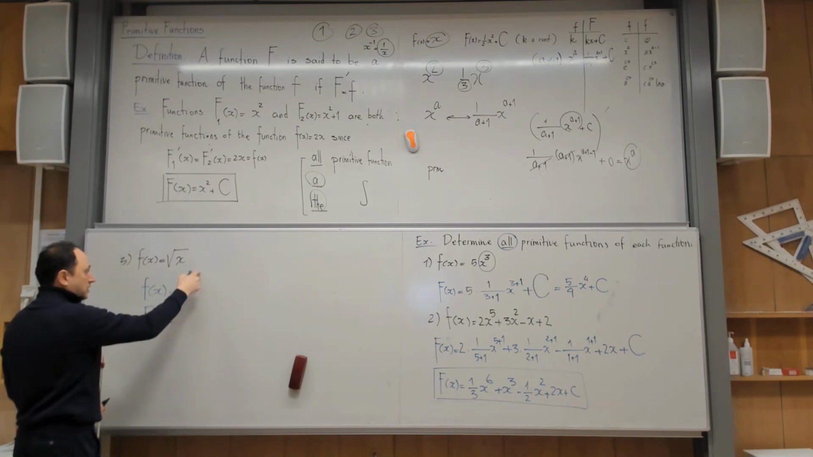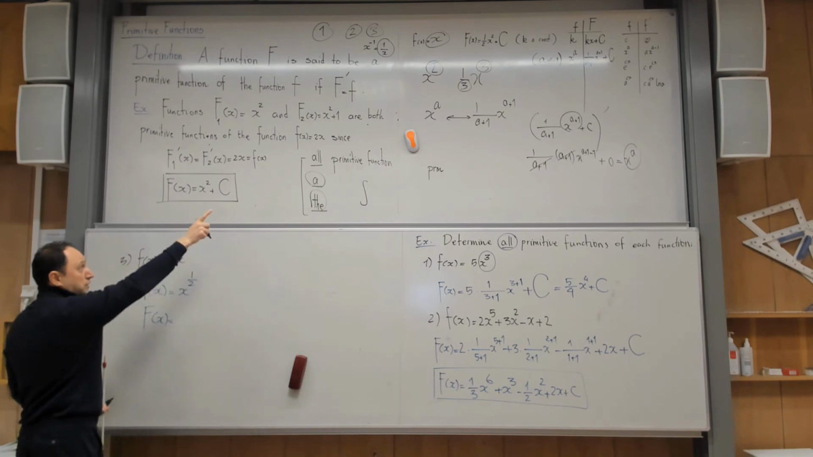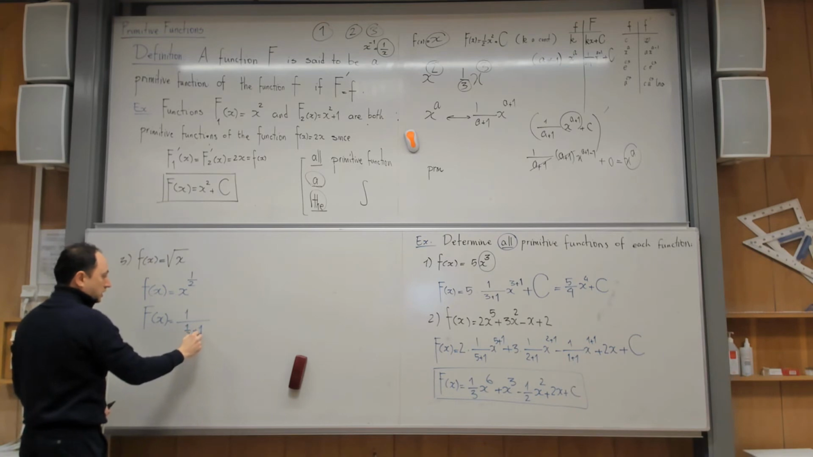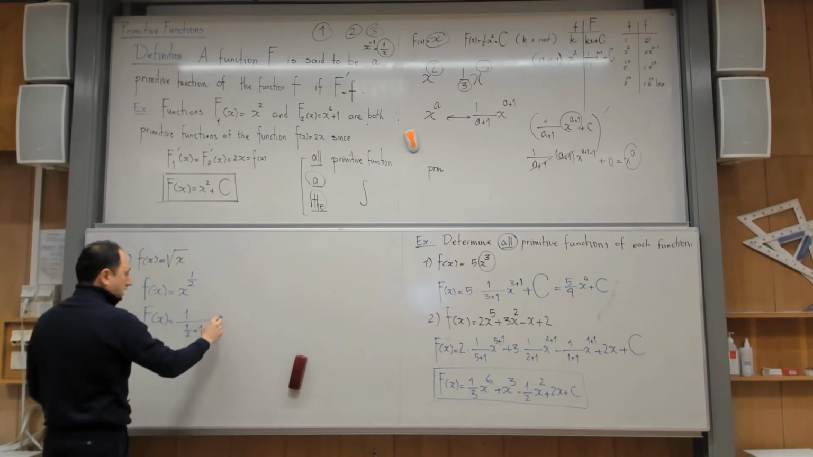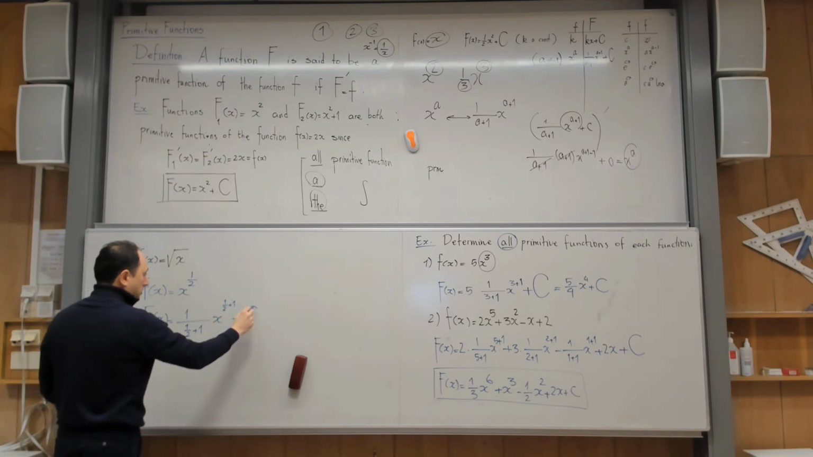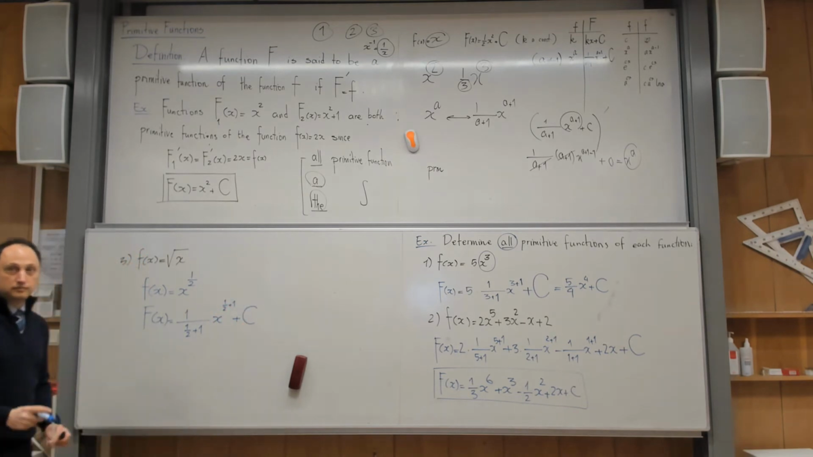A in this problem is 1/2. According to that formula, you write 1 divided by 1/2 plus 1, and then you write x to the power of 1/2 plus 1 plus a constant. Yes?